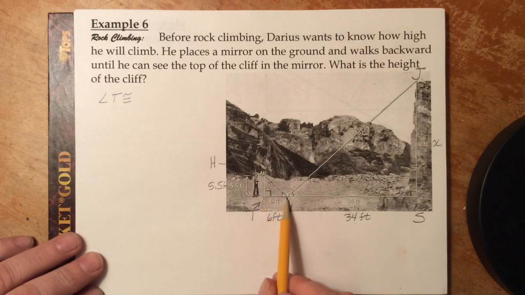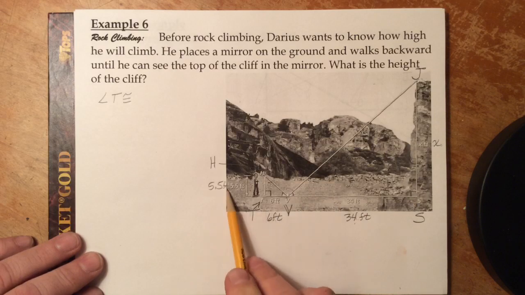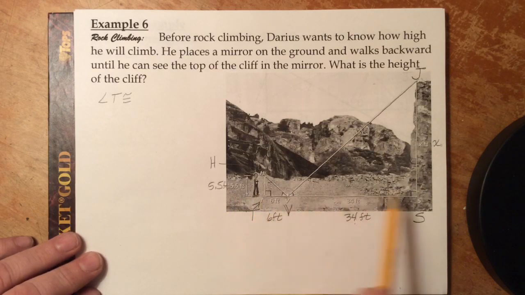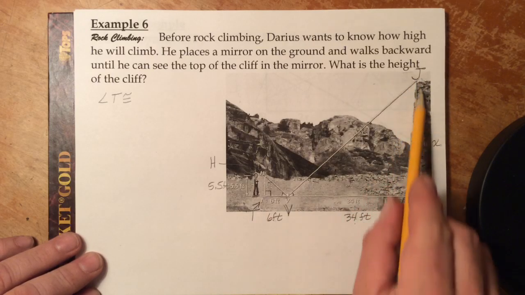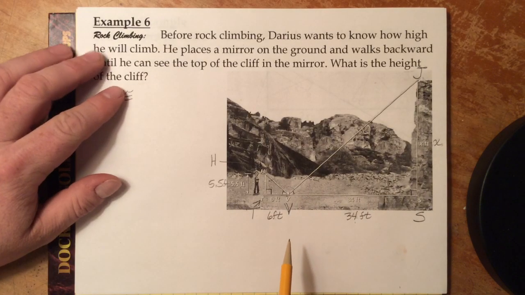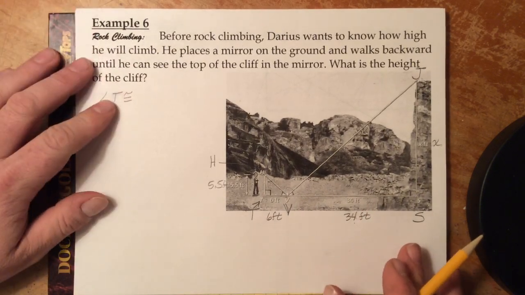So he's already got TV and he's got SV, these two distances, 34 feet and 6 feet. He knows that he's 5.5 feet tall, and the problem asks for how tall that cliff is. So he can find the height of that cliff without having to physically measure it because it's too high. So to start off, this is a similarity problem.